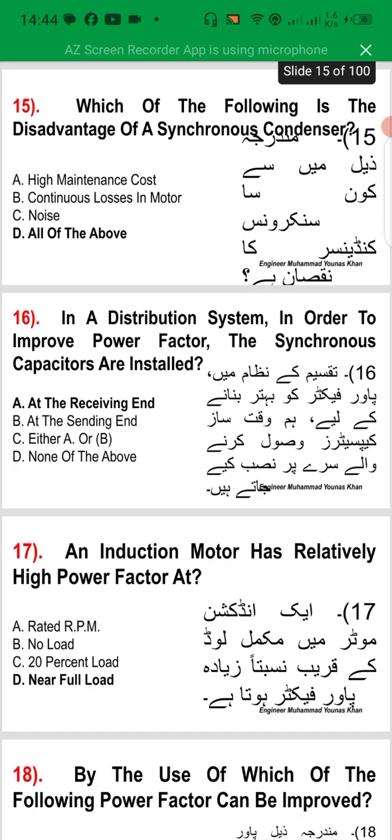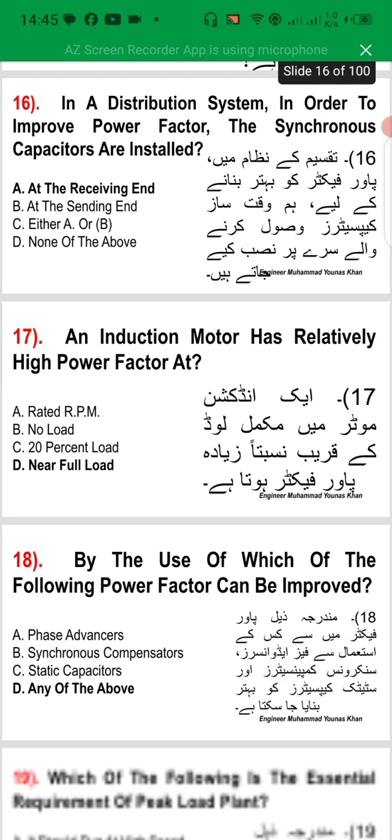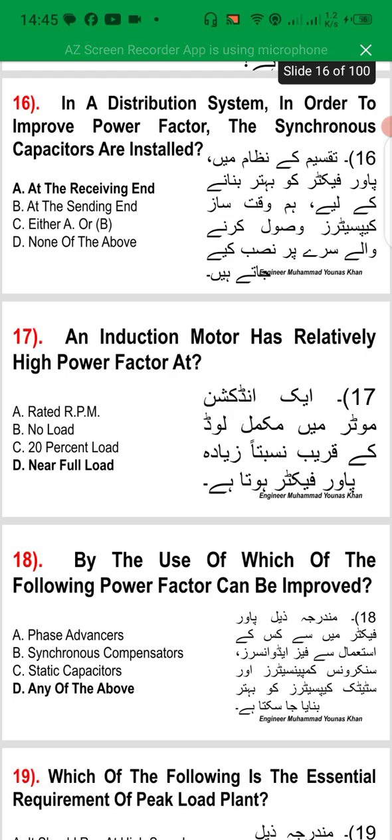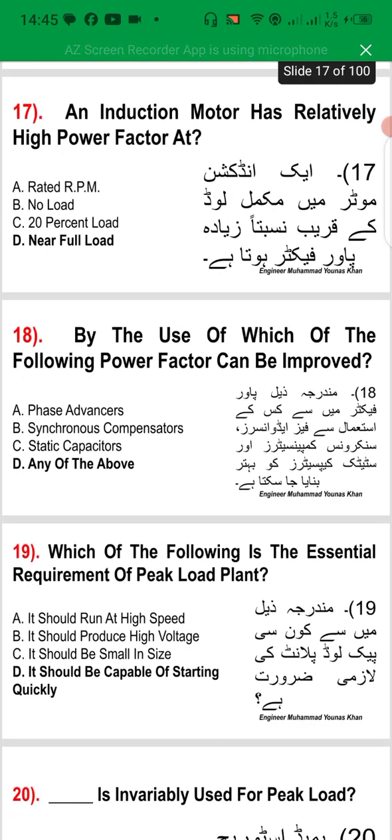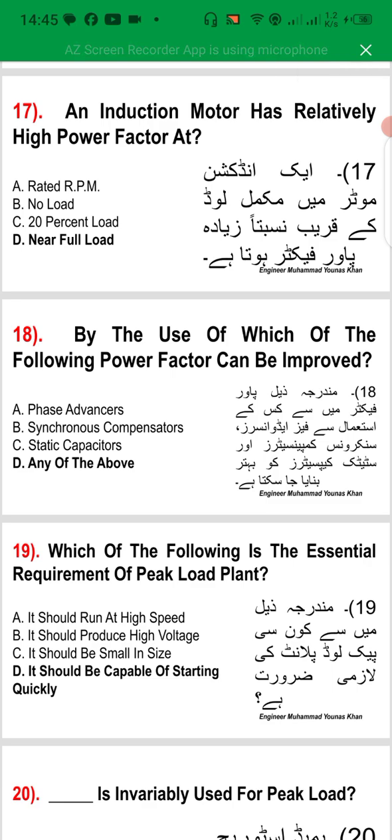Which of the following is the disadvantage of a synchronous condenser? High maintenance costs, continuous losses in motor, noises, all of the above. In a distribution system, in order to improve power factor, the synchronous capacitors are installed at the receiving end. An induction motor has relatively high power factor at near full load.